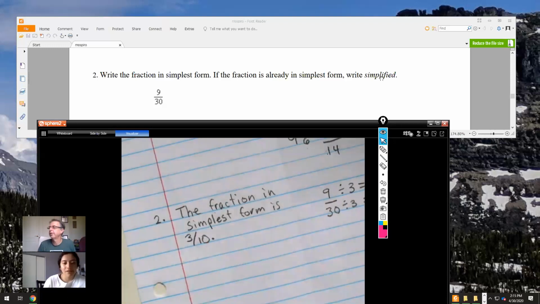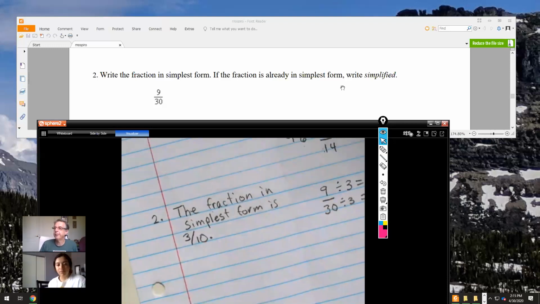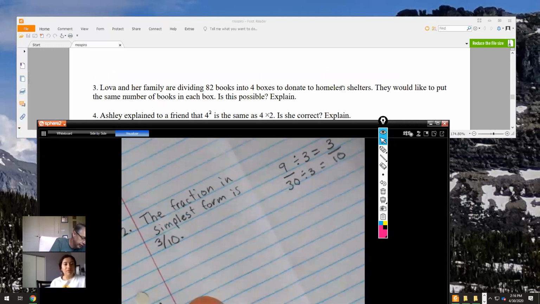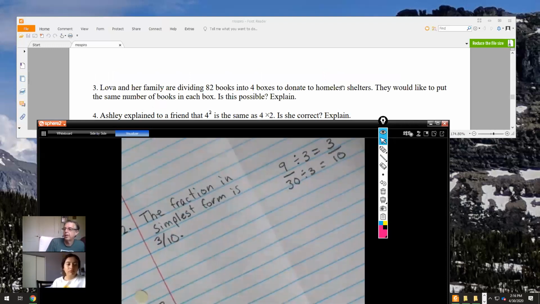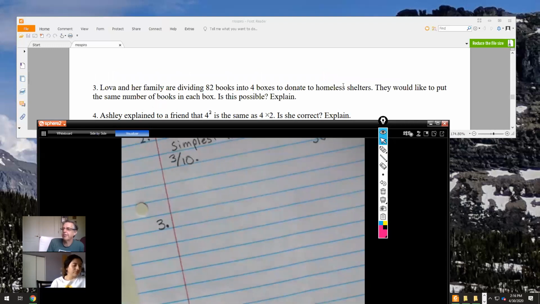All right. We're going down to number 3. Lava and her family are dividing 82 books into 4 boxes to donate to homeless shelters. They would like to put the same number of books in each box. Is this possible? Explain. Well, basically, they give you a major clue about what you're going to be doing for this one. They're saying they're dividing 82 books into 4 boxes. What I know now is that I'm going to be doing some dividing.